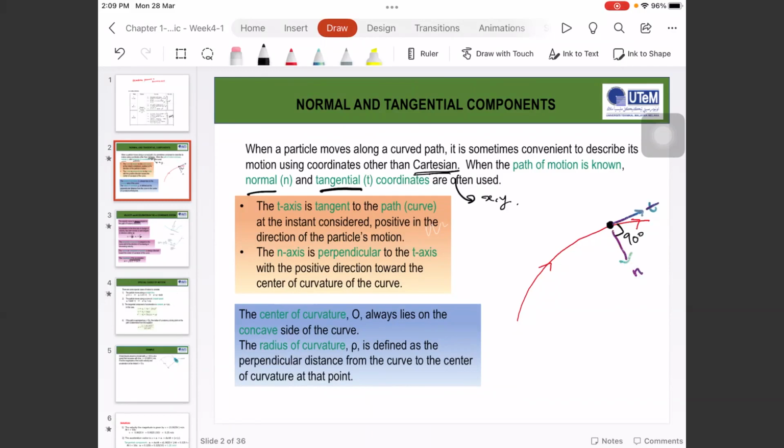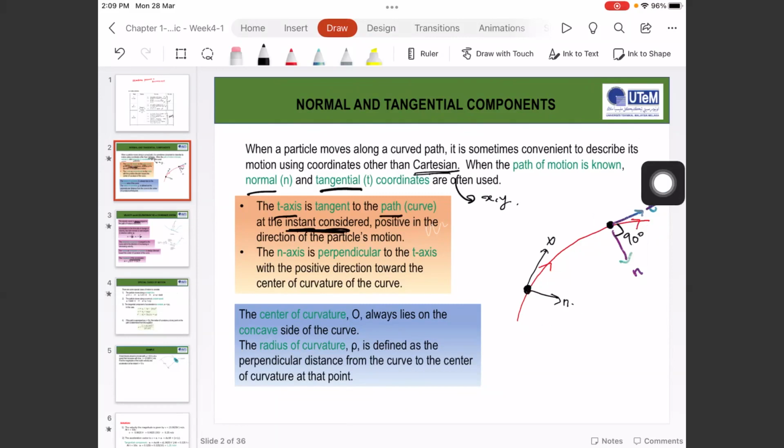The t-axis is tangent to the path at the instant considered. Kalau kat sini, if I have here, so the tangential must be this direction, t, and then this is n. Pada ketika itu, at the time considered. Kalau dekat sini lain. If you have below, dia lain lah, right?